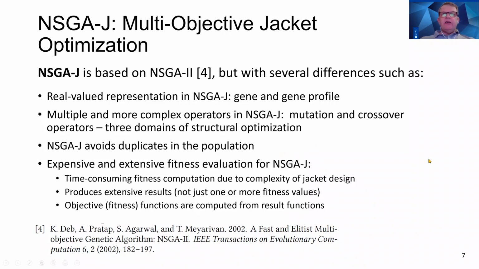It should also be noted that the fitness evaluation for NSGA-J is quite expensive and extensive. It's a time-consuming process. It typically takes hours to complete. We get quite extensive results, not just one or a few fitness values. And from these extensive results, which we call result functions, we are then computing our objective or fitness functions.